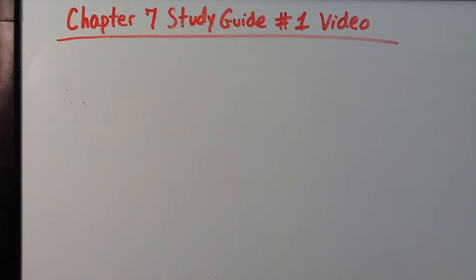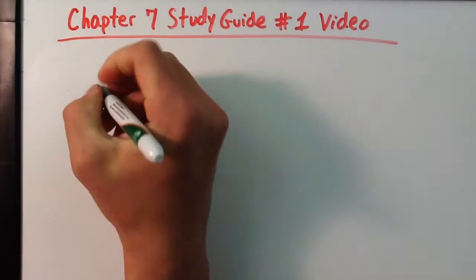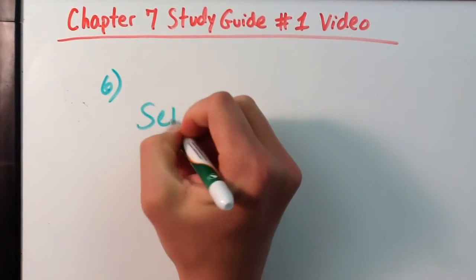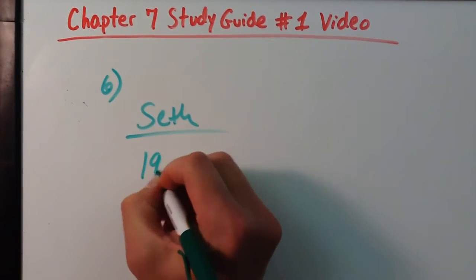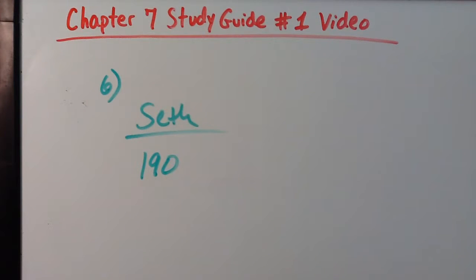Okay, so we want to know when will they weigh the same. So we want to know when will Seth's weight be equal to or the same as Adam's weight. So first let's write Seth. This is number 6. Seth weighs 190, so that's his starting weight. He's at 190, and he plans to lose. So his weight is going to be going down. So I'm going to need to take away from his weight. That's why I'm putting a subtraction sign. He plans to lose 2 pounds a week, or 2 pounds per week.